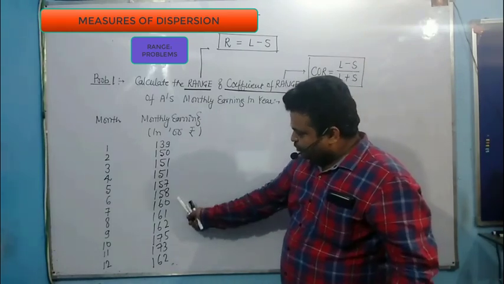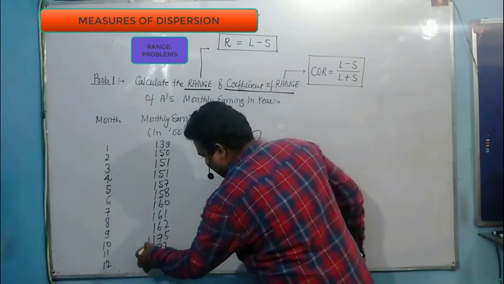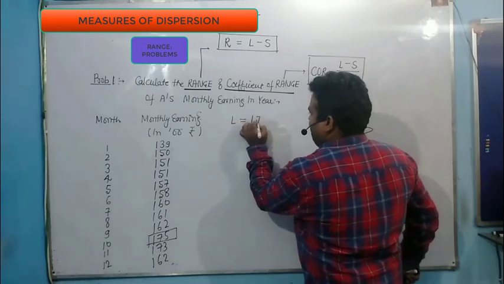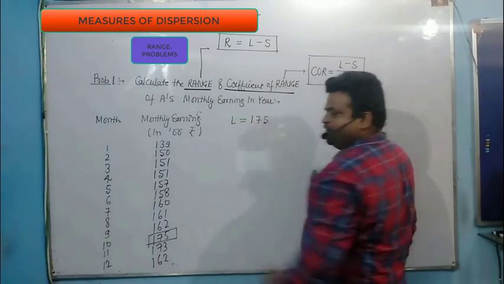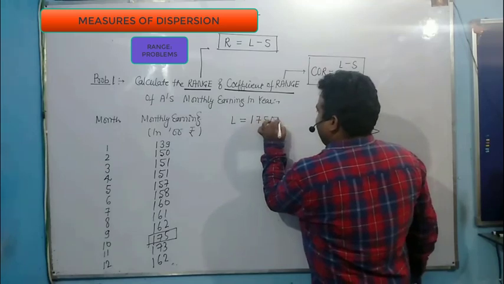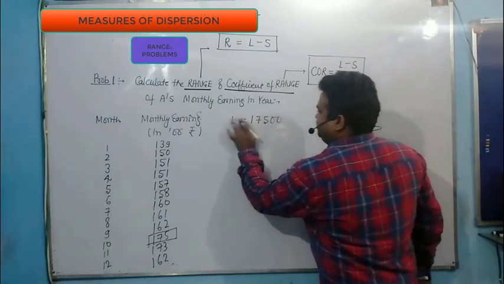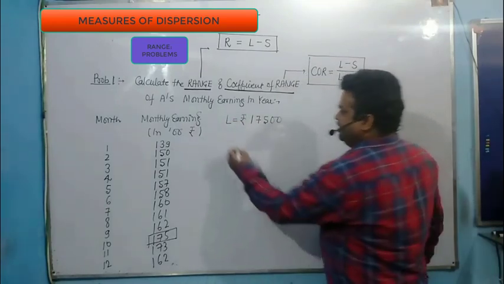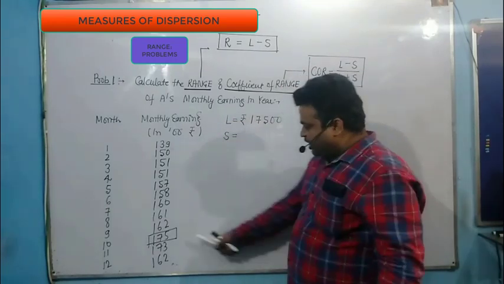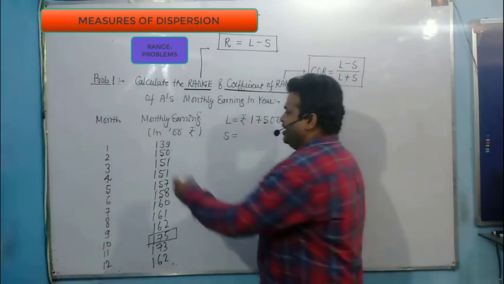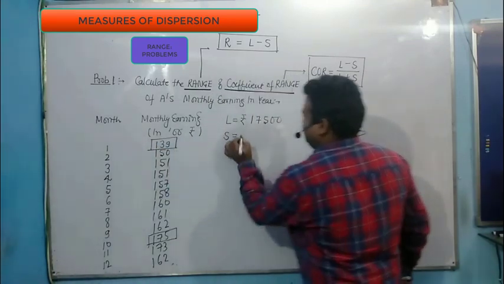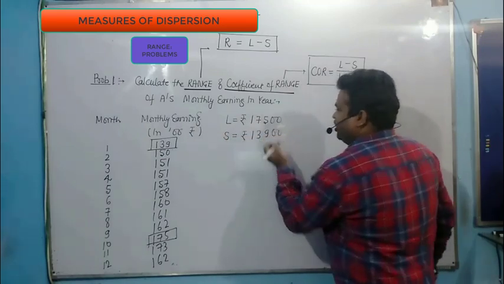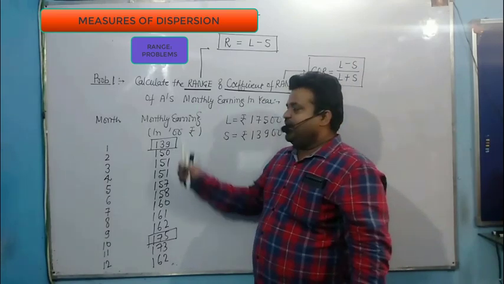So largest value is what? Largest value is 175. So I mark this 175 as my largest value. Since the value is mentioned in 100, I can write 00 here. So my largest value is 17,500 rupees. What is my smallest value? The smallest value is 139. So 139 is my smallest value in rupees, and I put 00 because all the values are in 100.